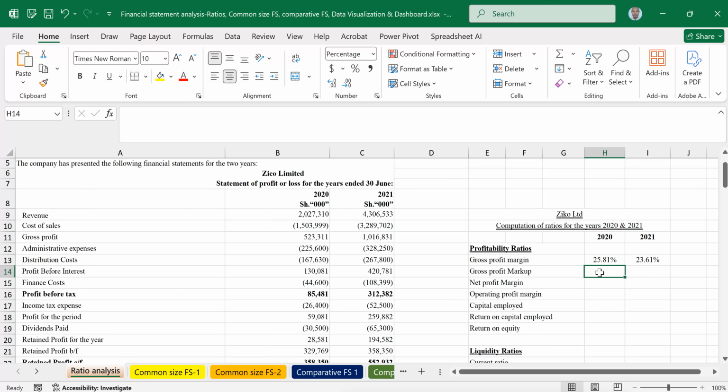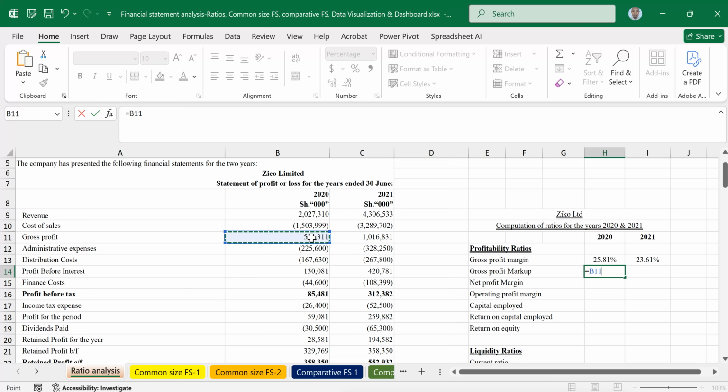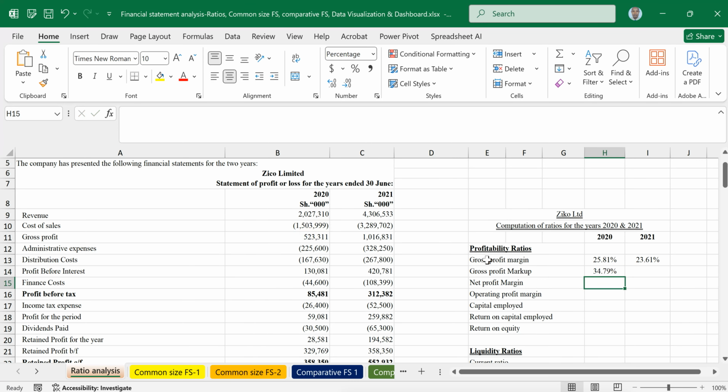Gross profit markup is equal sign. Again, click on gross profit, divide, that is slash, but now negate. So minus, that is hyphen. Then click on the cost of sales. We are negating because this is negative, so it will be cancelling the negative that is on the cost of sales so that we can get a positive markup or a positive percent. Then just drag across for the gross profit markup.